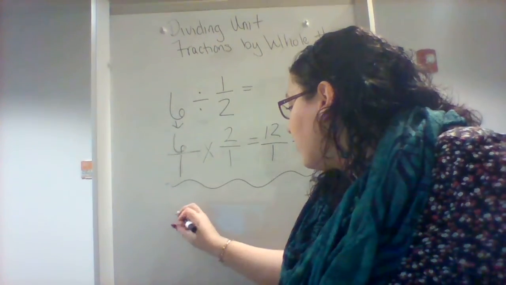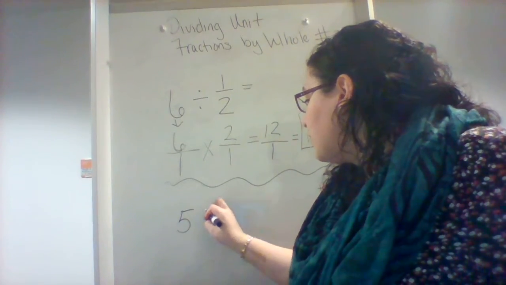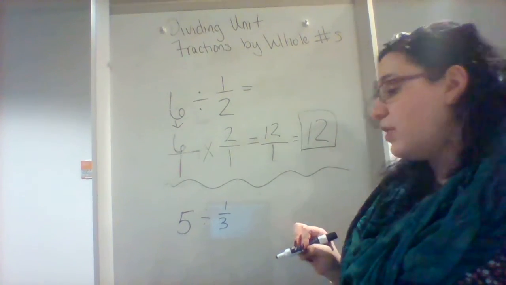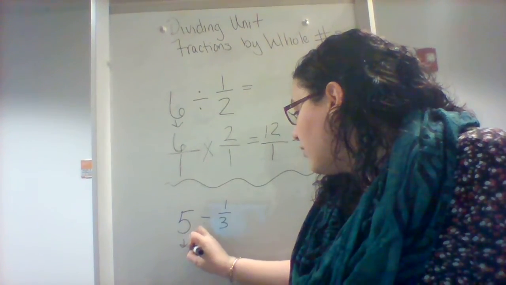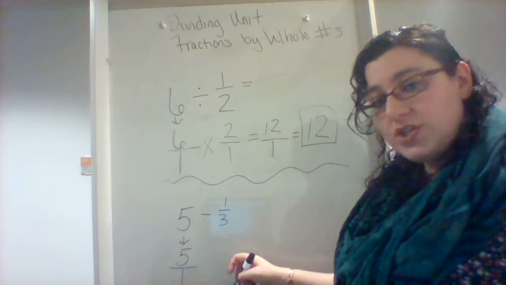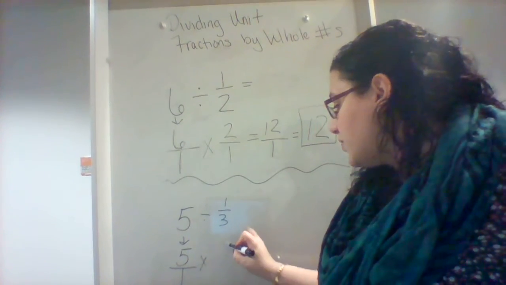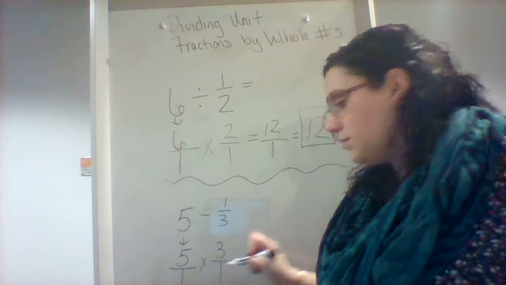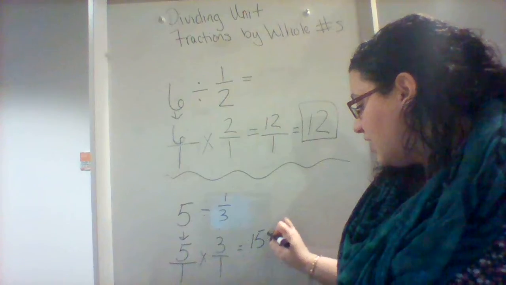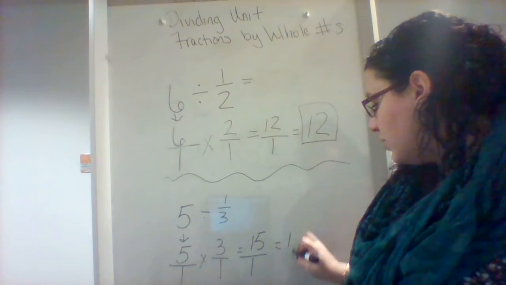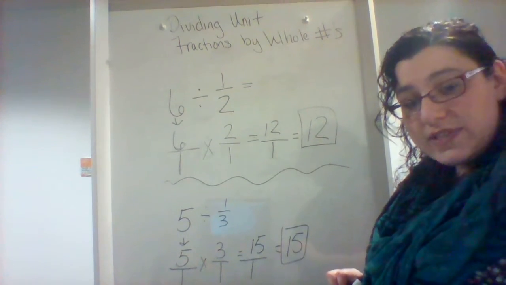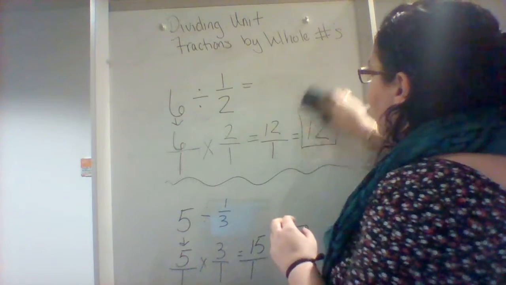So let's say I have 5 divided by 1/3. If I have 5 divided by 1/3, all I would do is I would put that 5 over 1 to make it an improper fraction, change the division to multiplication, and use the reciprocal. So now I have 5 times 3, and I get 15, and 1 times 1 is 1, so my answer is 15.